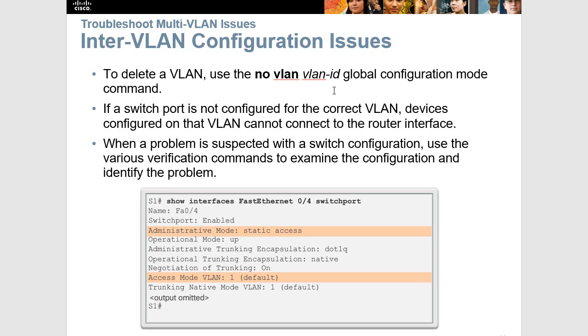If a switch port is not configured for the correct VLAN, devices configured on that VLAN cannot connect to the router, because you can't carry that VLAN's traffic over that switch port. So you have to make sure your switch port is in the correct VLAN. You can see that through a show vlan brief, or you could use show interfaces with whichever interface you want, switchport. That can do it as well. There are a couple of different show commands that will give you the information you need to make sure your ports are in the correct VLAN.